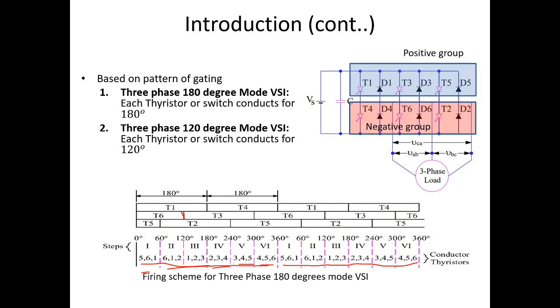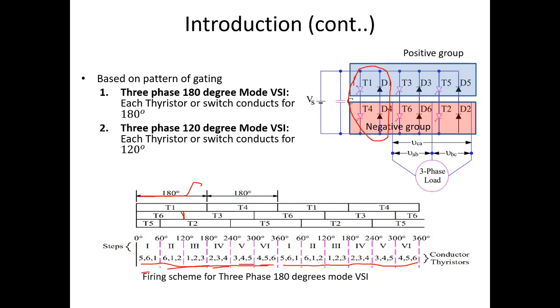If you look at this conduction table, you can observe one thing: each switch is going to conduct for 180 degrees. Switches 1 and 4 correspond to A phase, that is leg 1. In this leg, switches 1 and 4 are placed and they each conduct for 180 degrees, and they are not going to conduct simultaneously.